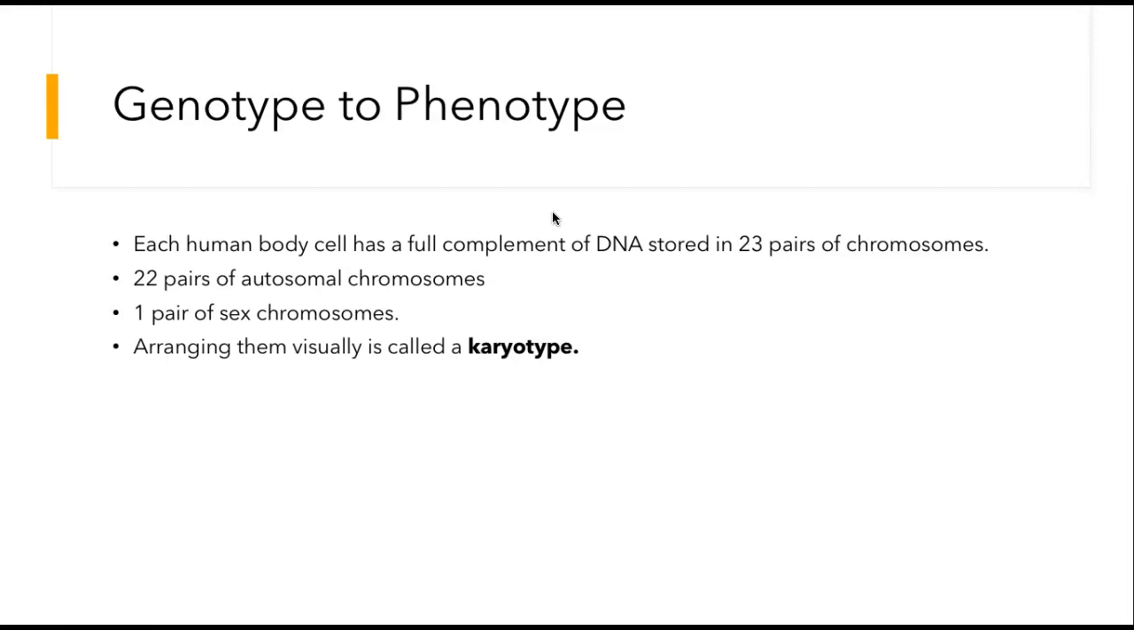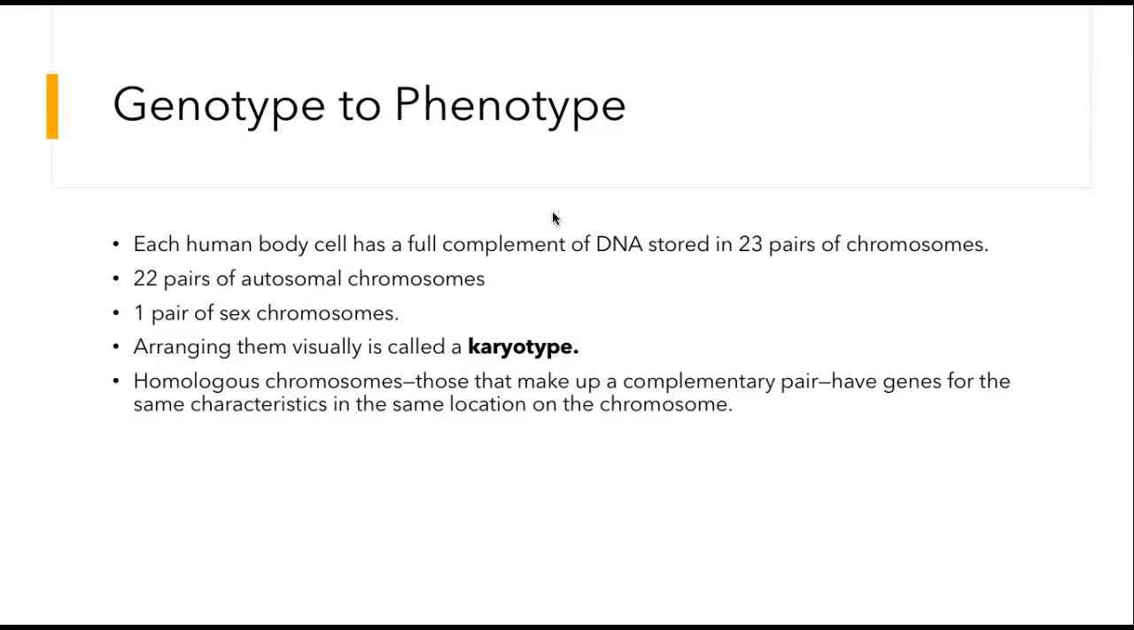I just told you that arranging them visually, like you saw before, and like we'll see later, is called a karyotype. Homologous chromosomes are those that make up a complementary pair. They have genes for the same characteristics in the same location on the chromosome. So if we just took a pair, let's say pair 5, and I'm totally making this up right now, but let's just say the gene for eye color is on chromosome pair 5. And so on the copy from mom and the copy from dad, you have a gene for eye color. And nowhere else in those 23 pairs will you have eye color genes.